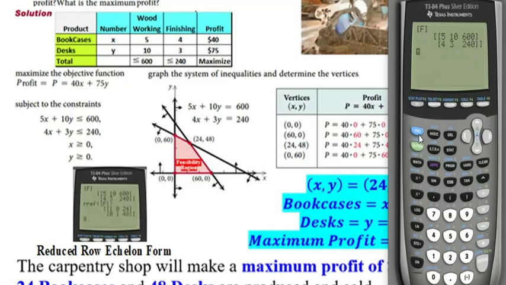Then second matrix, math, go all the way down to the RREF, second matrix, called matrix F, close it, hit enter. Then you have 1, 1 in the diagonal, 0 above the diagonal, 0 below the diagonal, and augmented with 24, 48. That means x equals 24, y equals 48, and that is this corner.